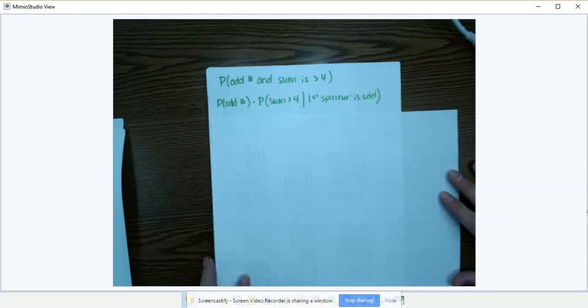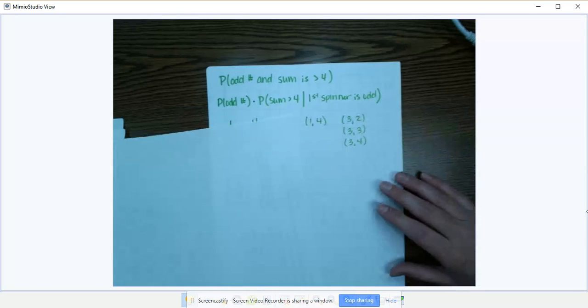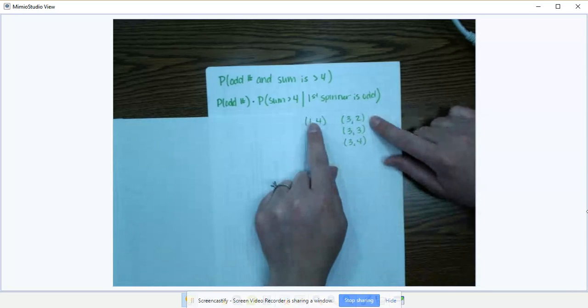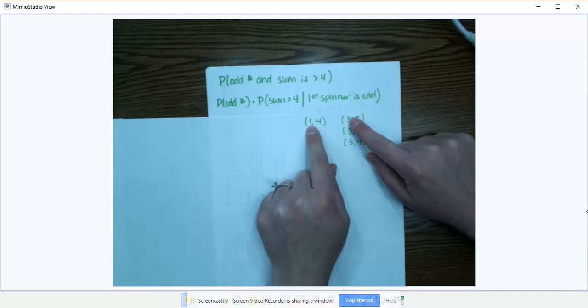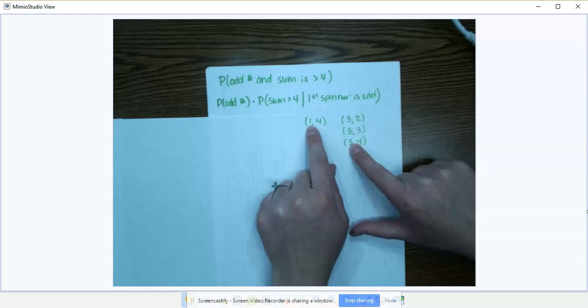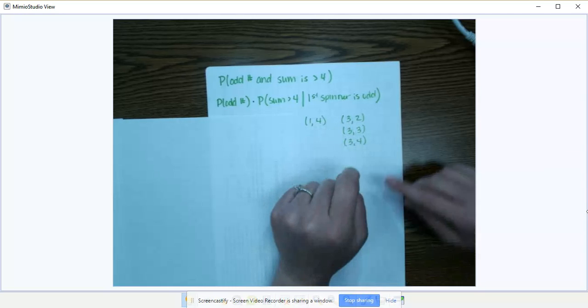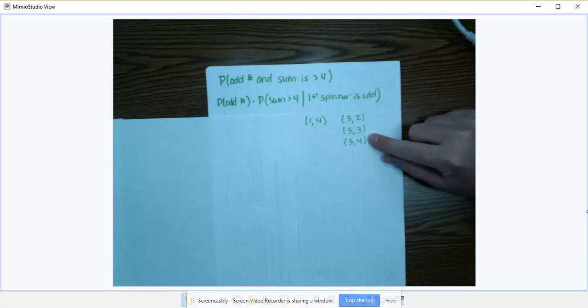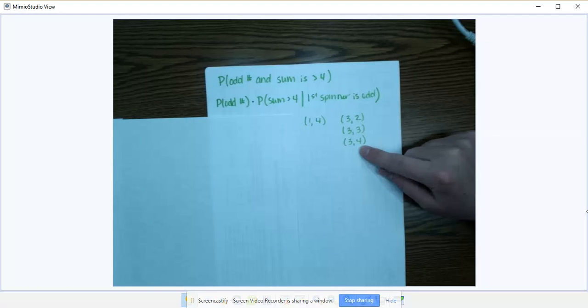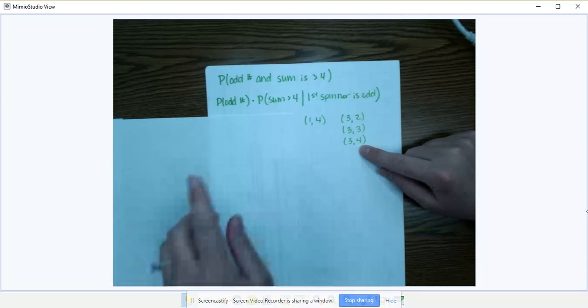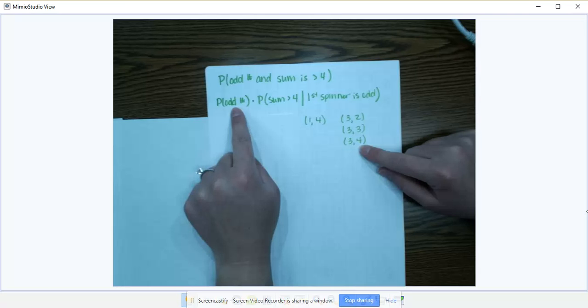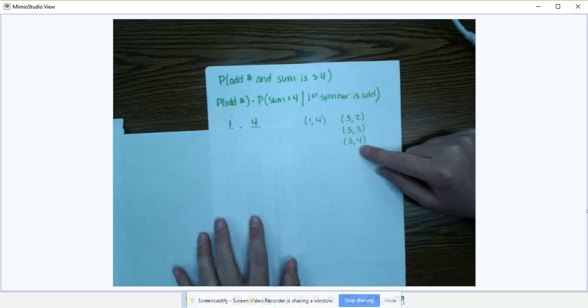So I went ahead and listed off all of our potential things. If our first spinner is odd, we have 1 or 3. In order for our sum to be greater than 4, if our first spinner landed on a 1, the second spinner would have to be a 4. If it landed on a 3, we could have 3 and 2, 3 and 3, or 3 and 4. So there are 4 total options that our second spinner could land on if our first spinner is an odd. So that's where this 4 comes from.